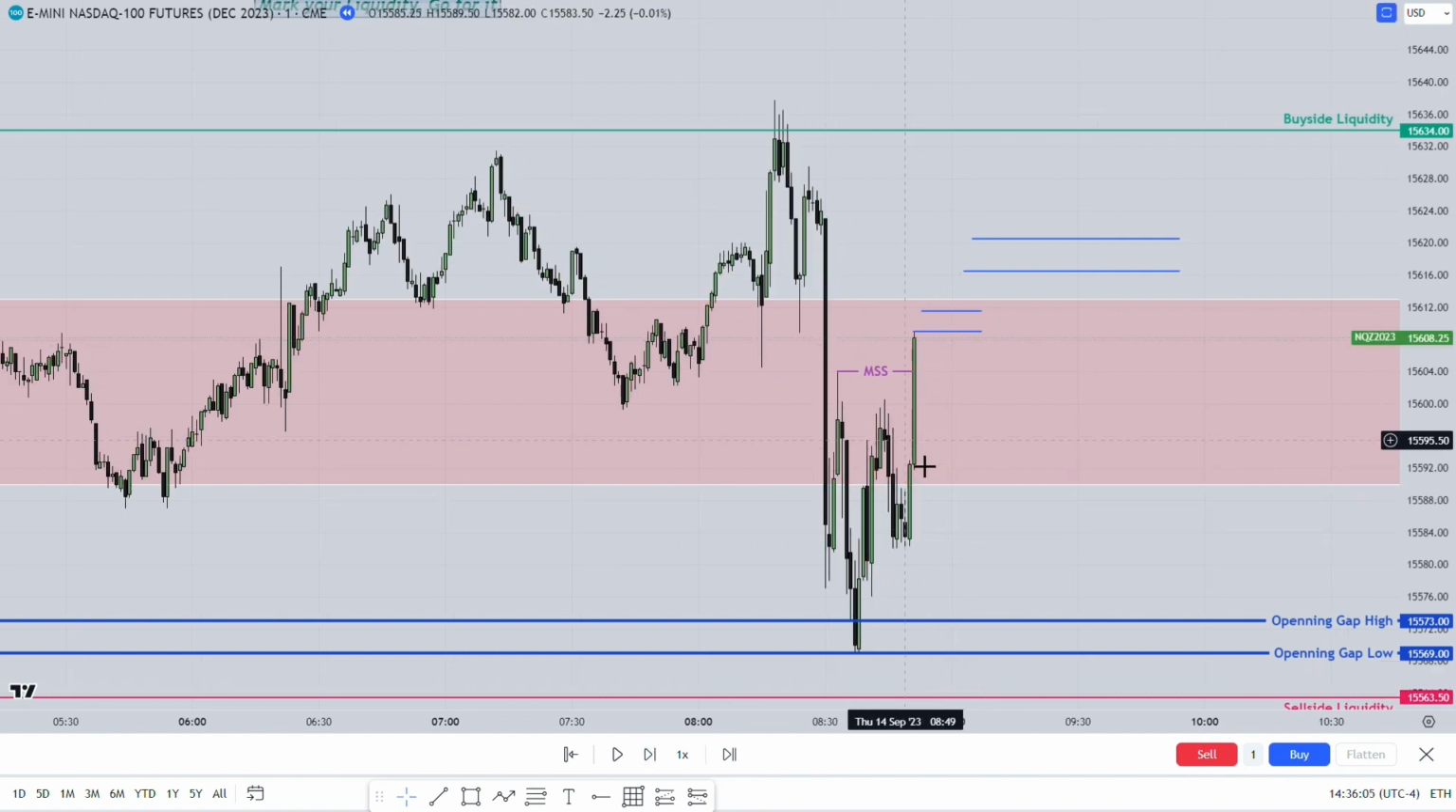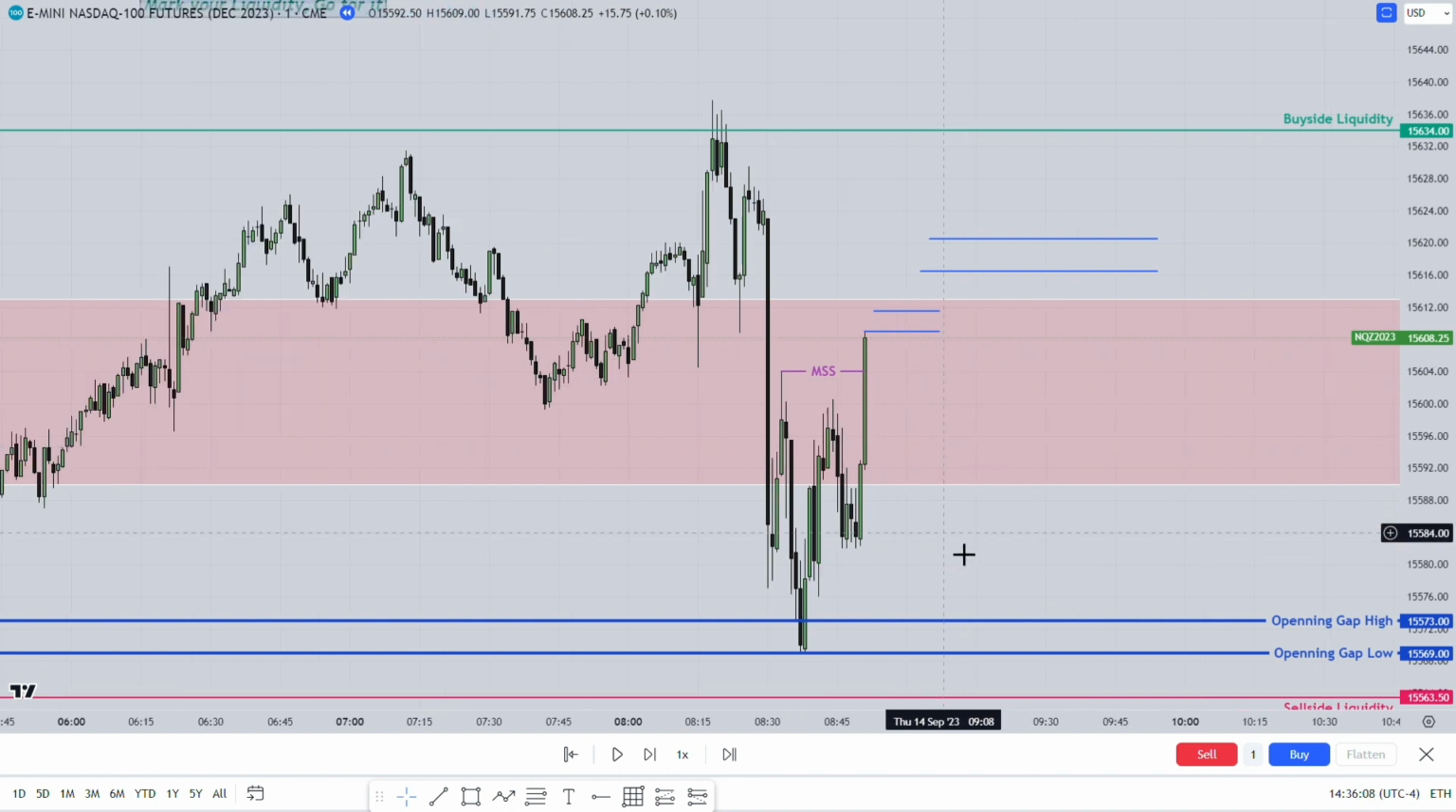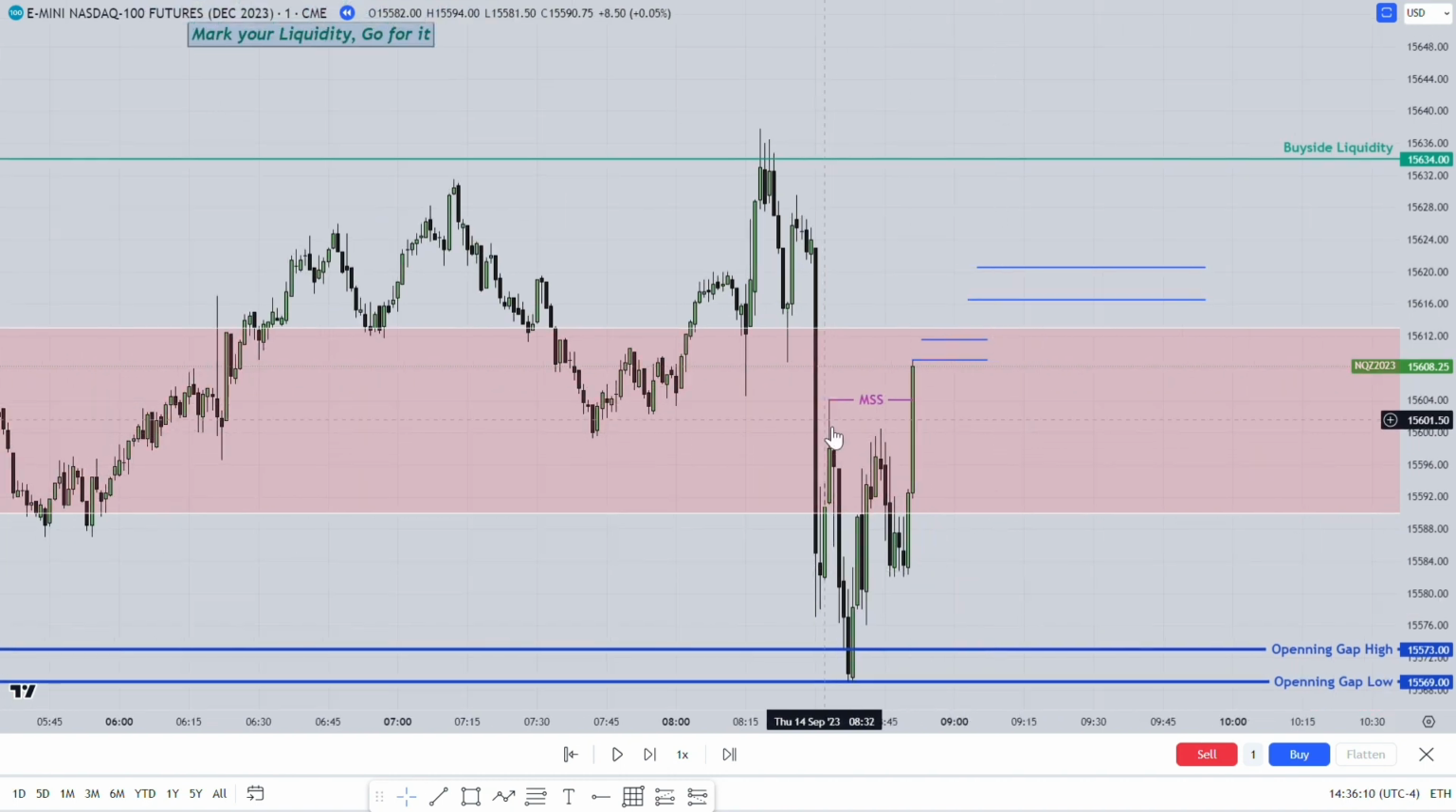but then I got this market structure shift. Yesterday I uploaded a video about which swing high or swing low you have to mark as your market structure shift. If it has broken this high, then it won't be a market structure shift for me. My market structure shift is when it has broken this specific high.